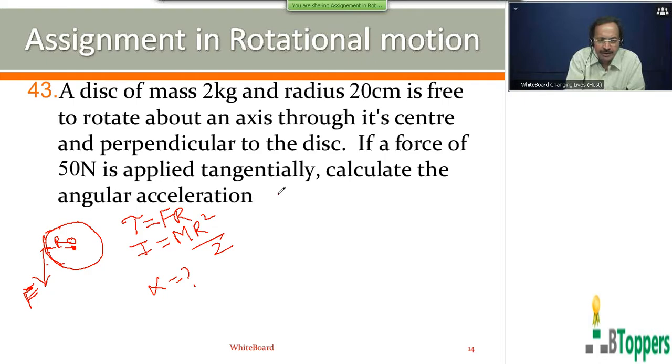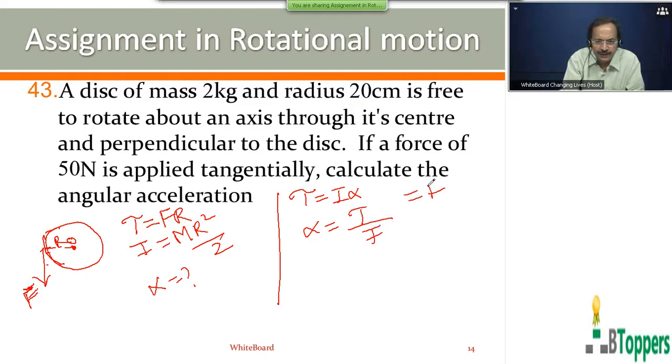So again we use the same equation. Torque equal to I into alpha. So alpha you can write torque by I. The magnitude of the torque you can write F into R. Moment of inertia equal to mr square by 2. So alpha can be 2F by M into R.